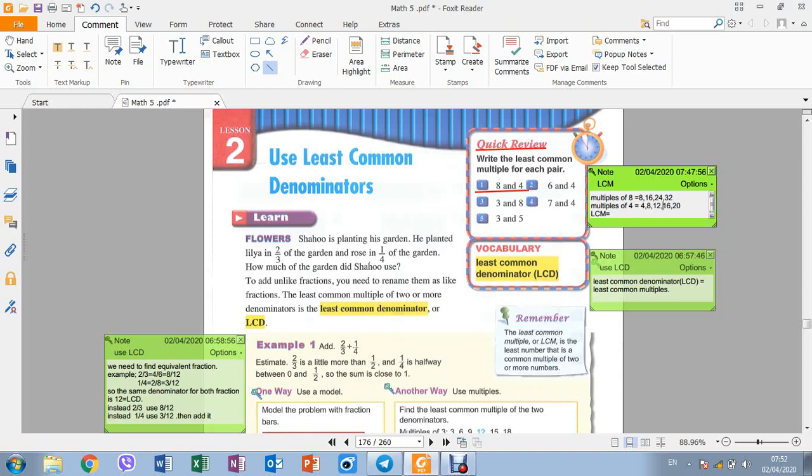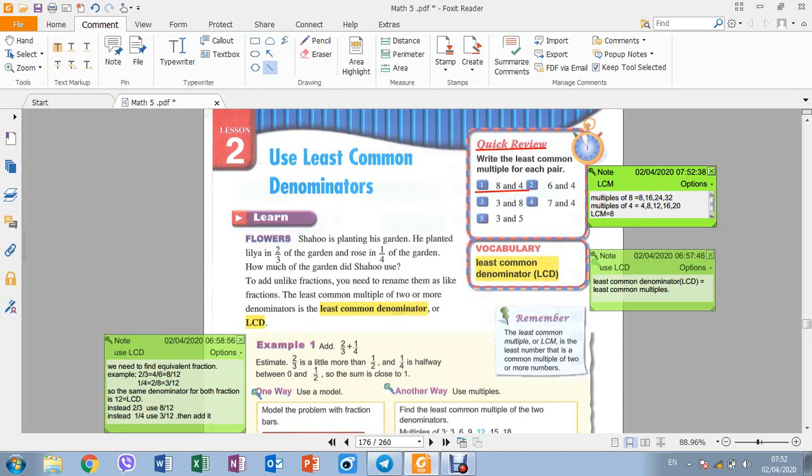For example, 8. Which number is repeated? 8 is in the multiples of 8, and in the multiples of 4 we have 8 again. So the repeated number in the multiples of two numbers is the LCM. So 8 is what? 8 is the LCM. And the questions are solved like this.